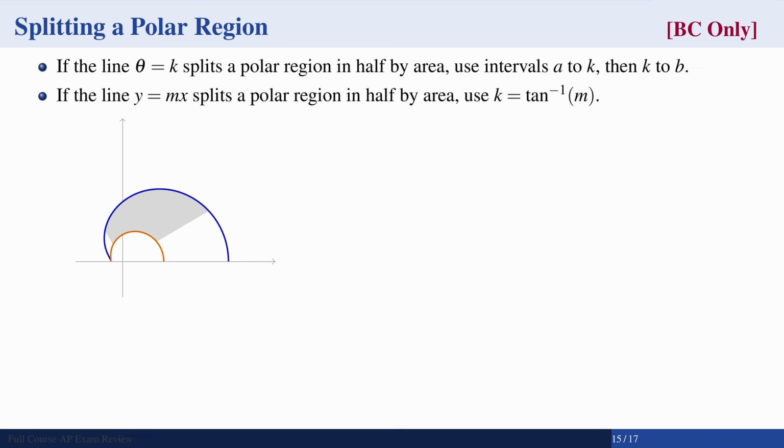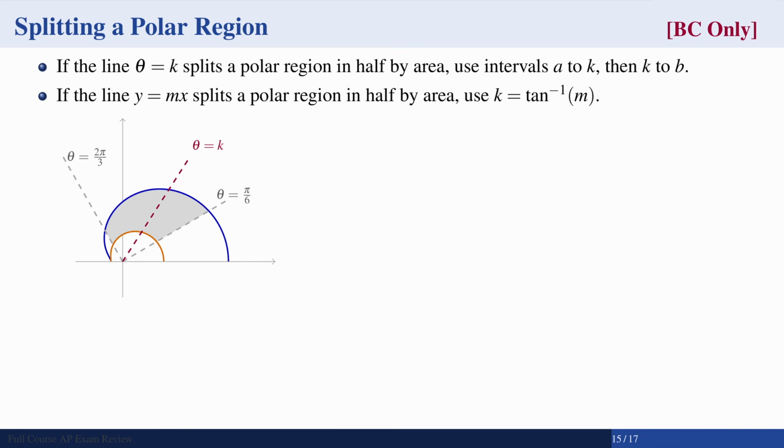On the other hand, if the line y equals mx splits a polar region in half by area, you're going to end up using k is the inverse tangent of m. So that'll be the upper bound of the first integral and the lower bound of the second integral. And if you look, I have an example here. R1 and R2 are those things that are written over there. And we're stuck between pi over 6 and 2 pi over 3.